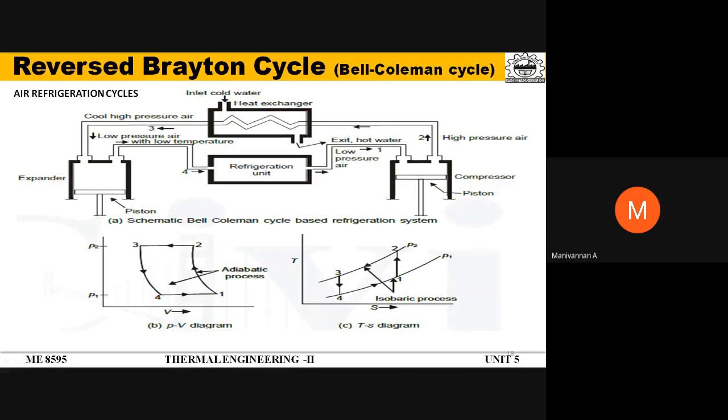So for that we have developed a system. One is a refrigeration unit, or evaporator unit, where you need to maintain a temperature. From there you remove the heat and you compress the air and send it to the heat exchanger. Again you cool the air and further it goes to the expander, it expands and cools the air further. So this will execute a cycle and produce the required refrigeration effect. So this cycle we call an air refrigeration cycle.